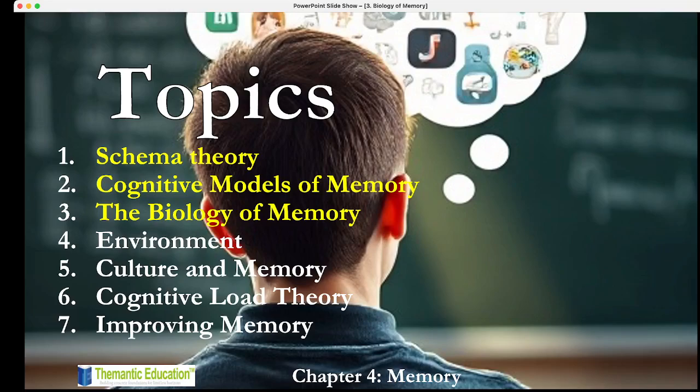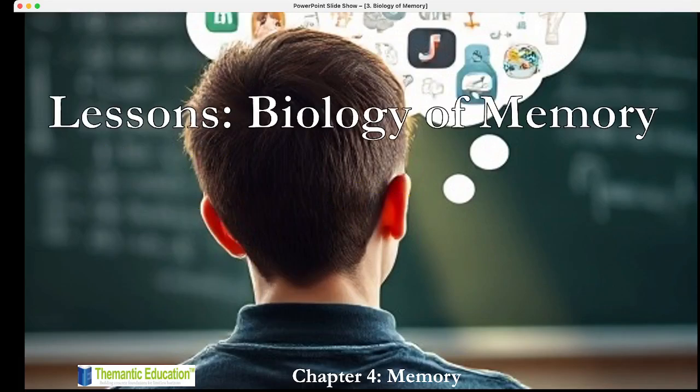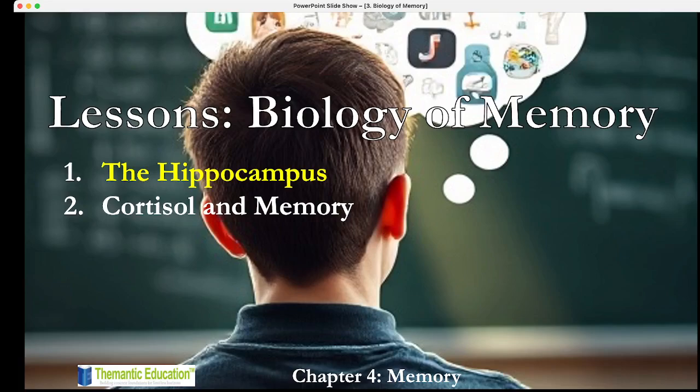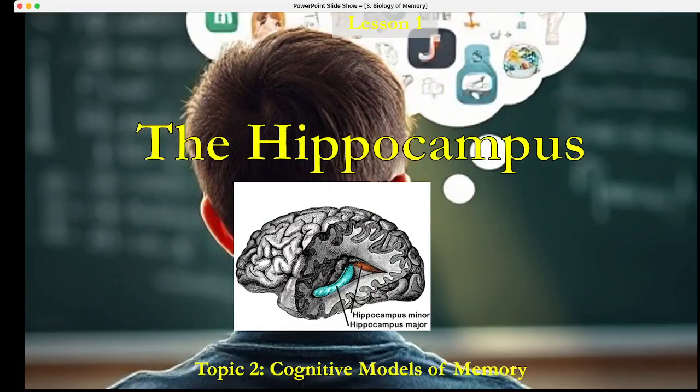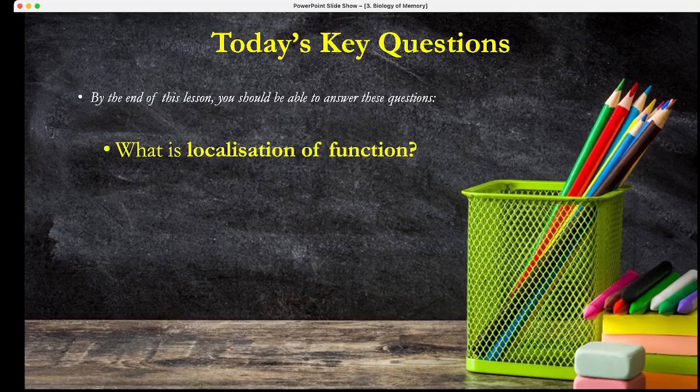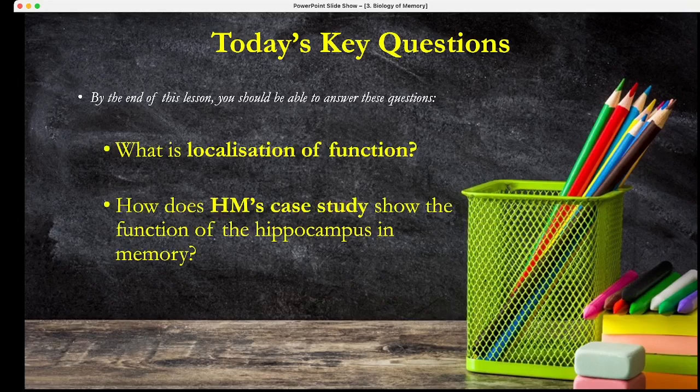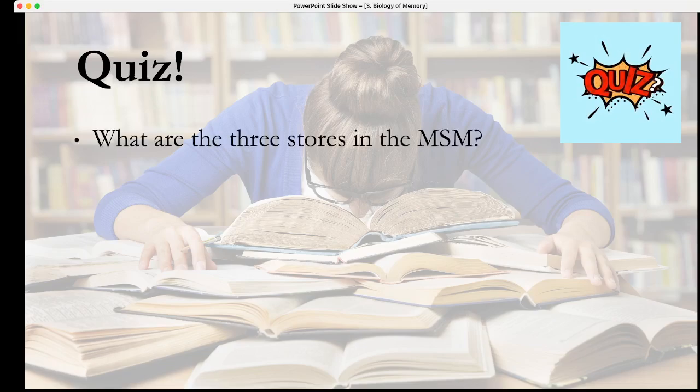Okay, so we've been through a couple of units and topics, and now we get into the biology of memory, the hippocampus and cortisol. So today we're going to look at the hippocampus. Reviewing the concept of localization of functions, so they learned about the amygdala and the prefrontal cortex back in criminology, and today we're looking at the famous HM case study.